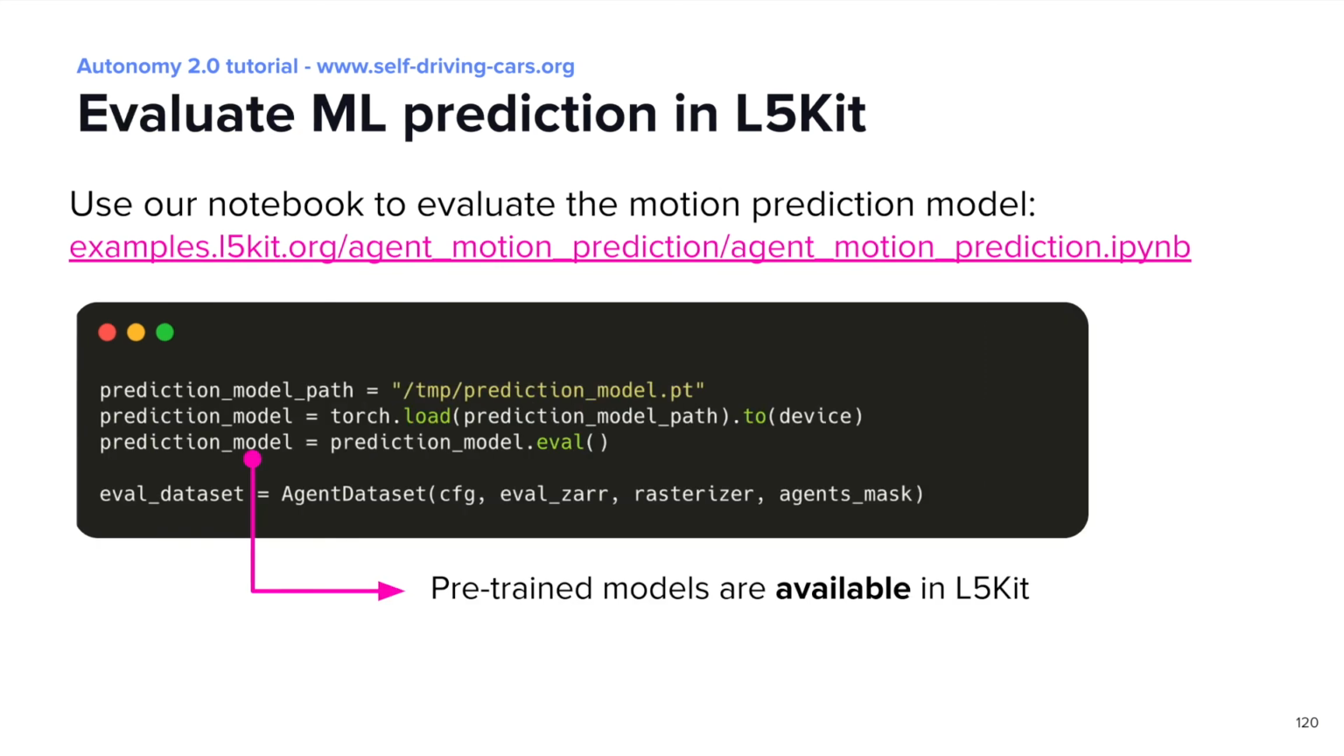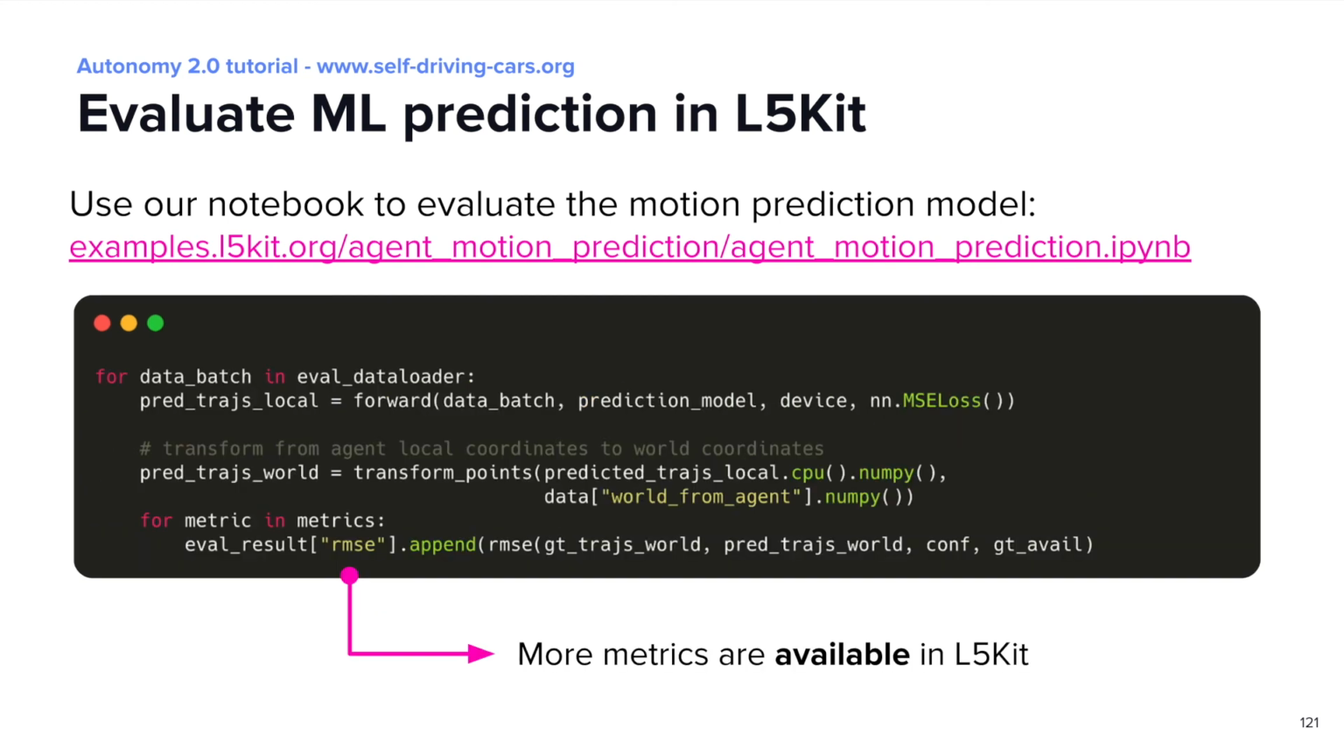We also provide a notebook for you to evaluate your trained motion prediction model. The first thing you need to do is to load the model, and you also have the option to use one of our pre-trained models available in L5Kit. Finally, you can run the evaluation loop and choose which metric you would like to use for evaluating the model. In L5Kit, we have the implementation of a list of metrics for you.